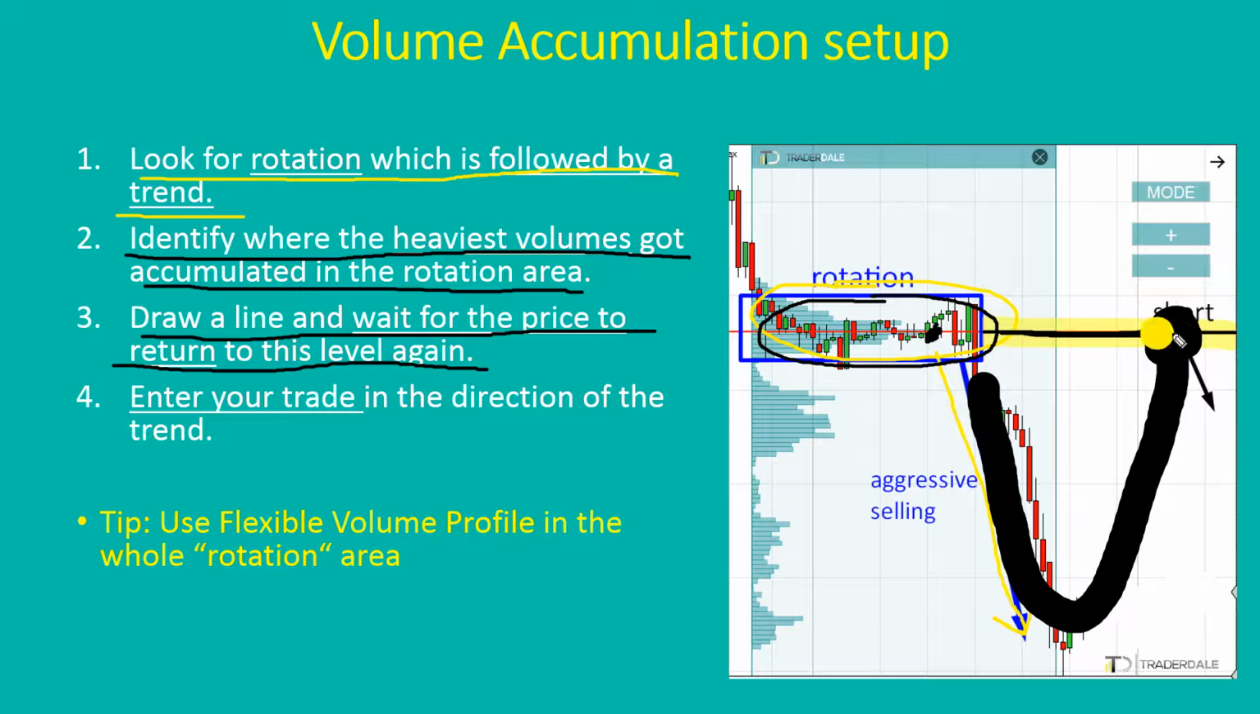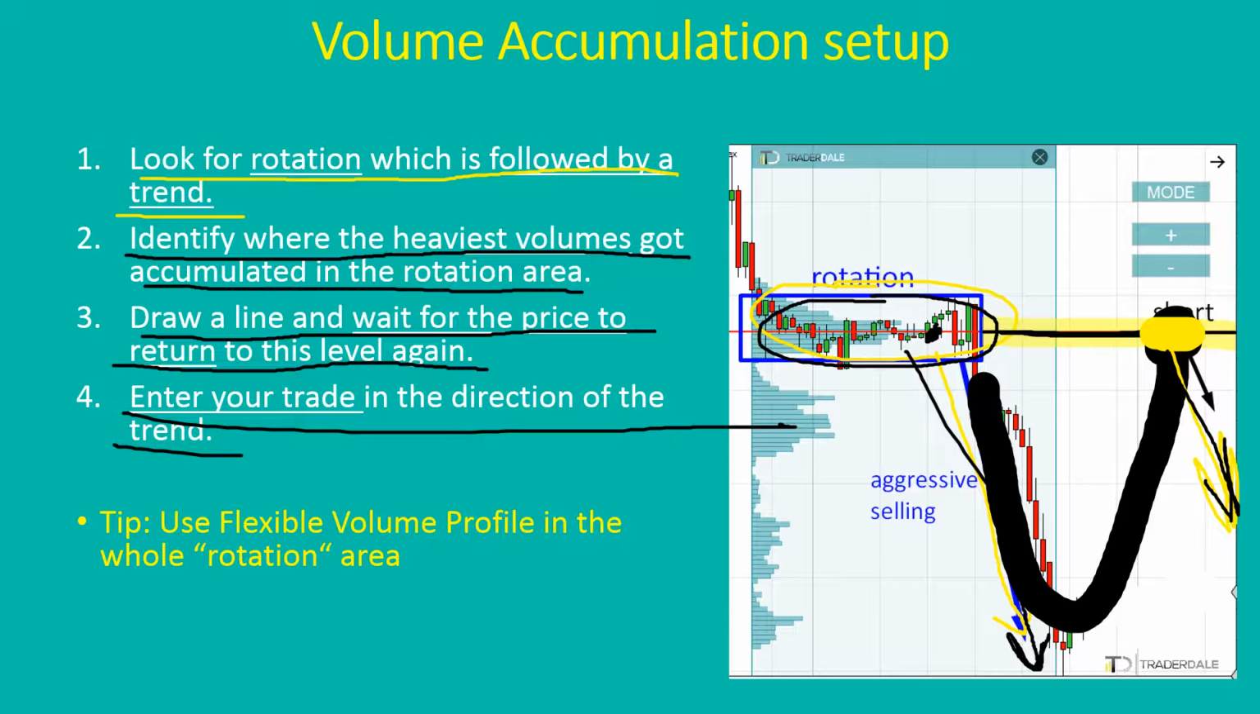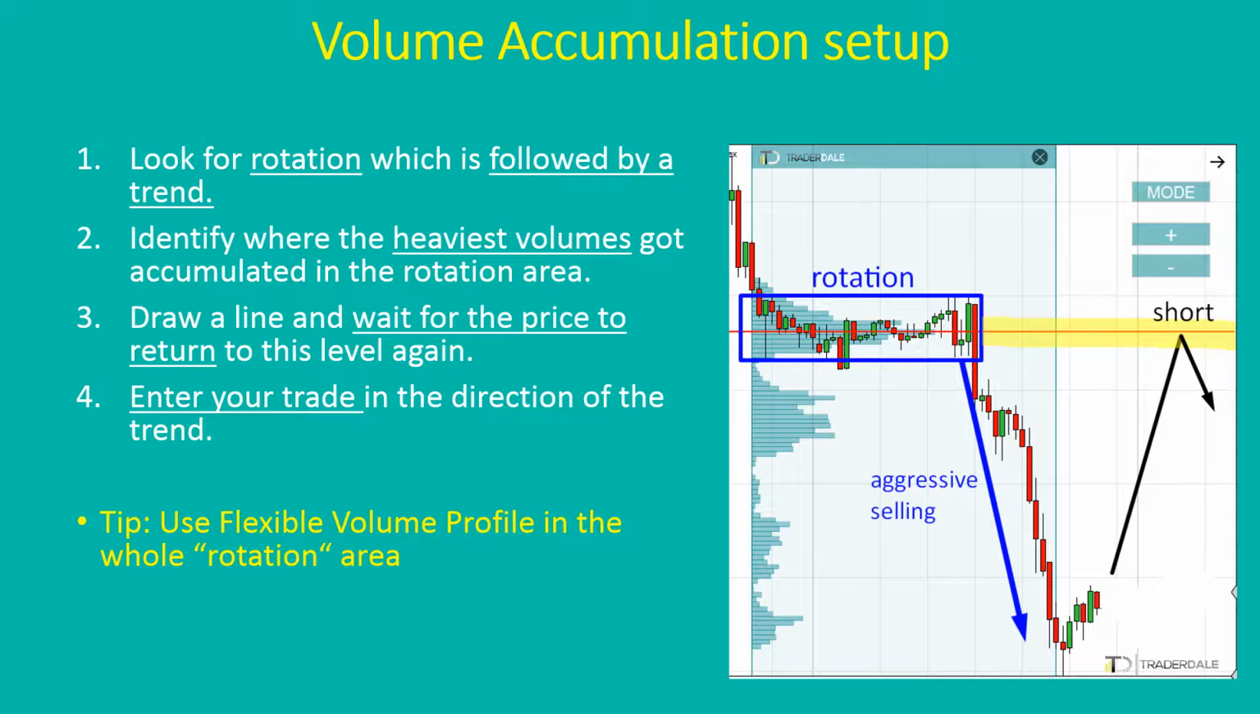And afterwards, from this place, you go short. You enter in the direction of the trend. So in this case, it's a short because there was a downtrend. All right, enter your trade in the direction of the trend. So those are the steps you want to take when you are trading the volume accumulation setup.